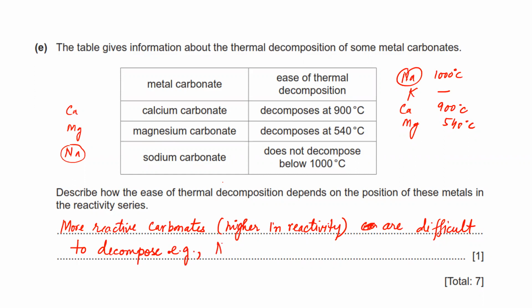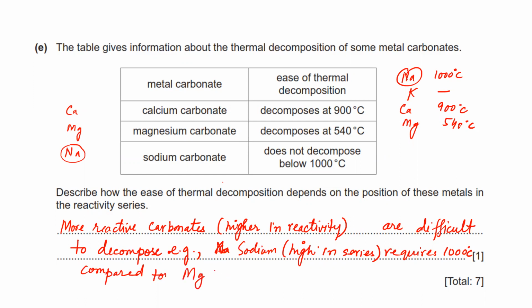For example, sodium, which is higher in the series, requires 1000 degrees centigrade, compared to magnesium, which is low in the series, which requires 540 degrees centigrade. Okay, so even the first line is fine. More reactive carbonates, or carbonates which are higher in the reactivity series, are difficult to decompose compared to the ones which are low in the reactivity series.